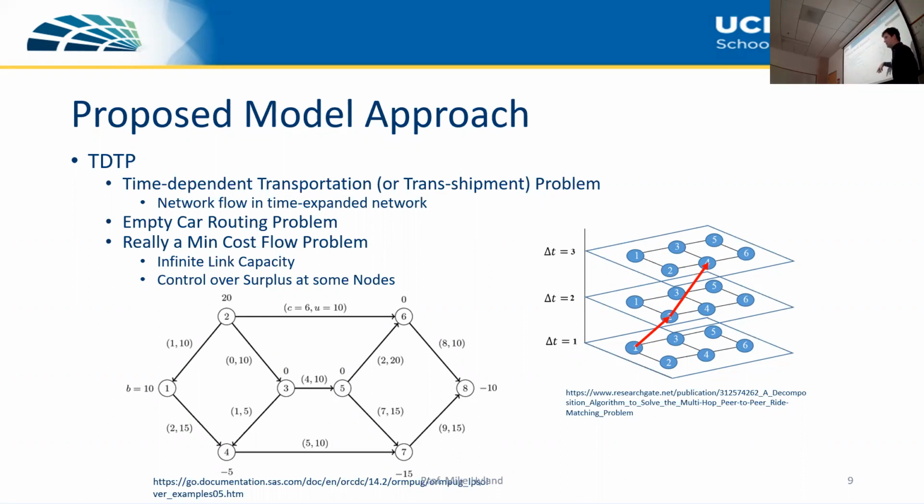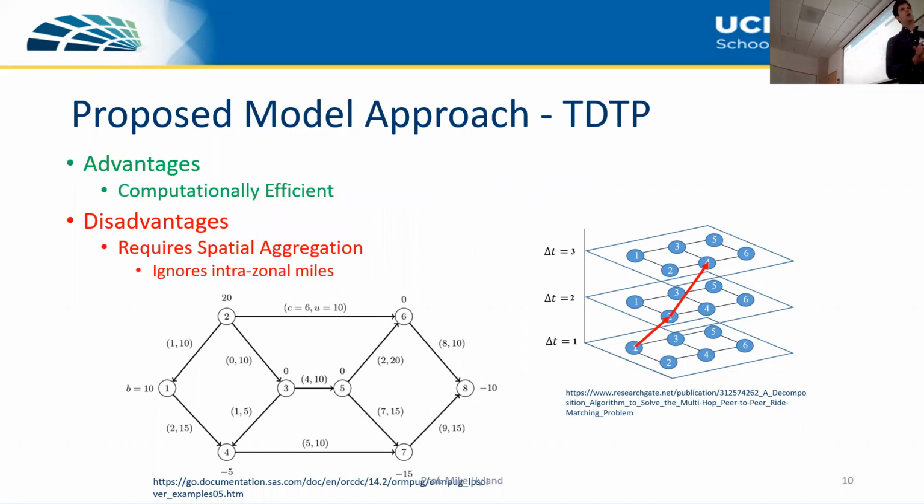And this is an example of expanding a network. We basically copy the network at each different time period. So this is the network at time period 1, this is the network at time period 2. You can see that the movements through the network actually cover both space and time. So moving from node 1 to node 2 requires a single time period. Advantages, also computationally efficient.